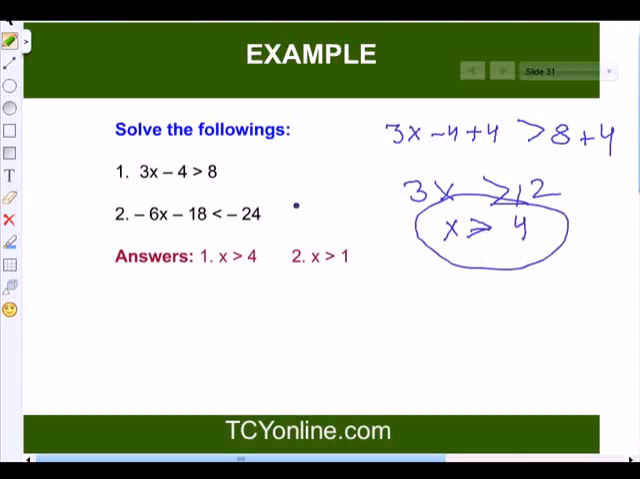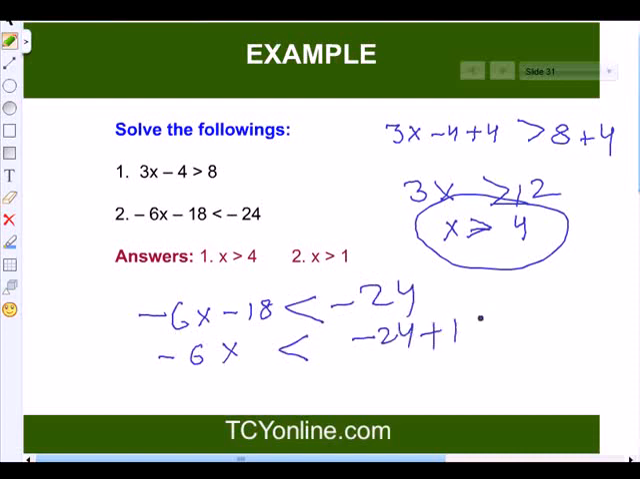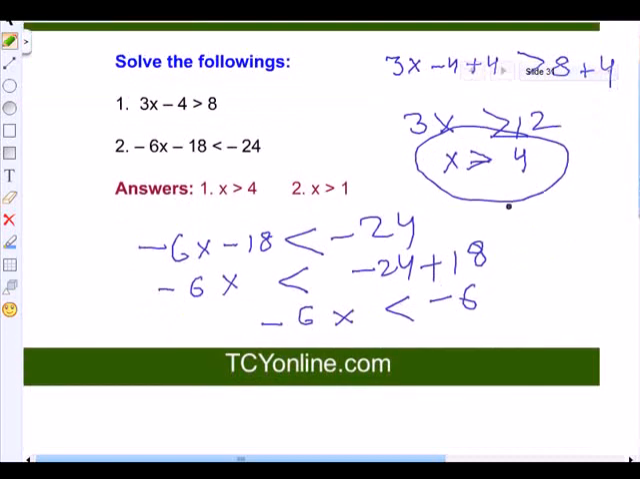Now look at the next question. It says we have negative 6x minus 18 less than negative 24. First of all, we will be adding 18 on both sides. So we get negative 6x less than negative 24 plus 18. That makes it simply negative 6x less than negative 6. Now we divide both sides by negative 6. Since we are dividing by a negative number, the sign gets changed. So we have x greater than 1 now.